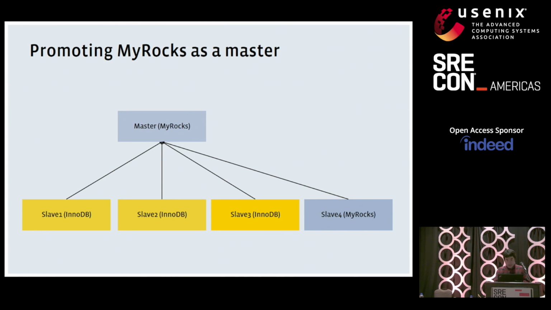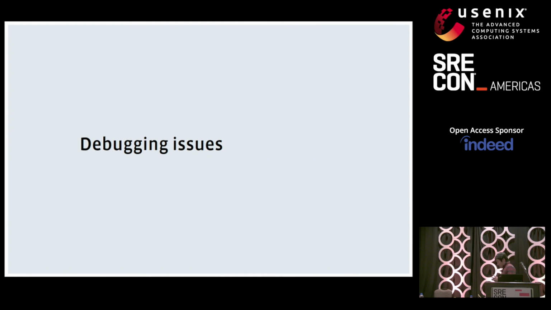After promoting the MyRocks master, we verified that data is consistent, and we carefully checked the number of errors on the client side. The last step was copying from all MyRocks databases to the MyRocks slaves and discarding InnoDB instances. So these were the steps we did when migrating from InnoDB to MyRocks. These are the basic steps to do migrations.